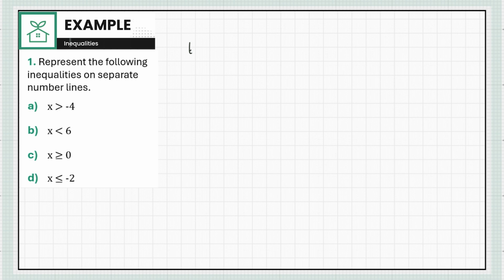Alright, let's look at B. For B, we have x is less than 6. Again, pointing from the larger quantity to the smaller one. So x is less than 6. Again, draw yourself a quick line. You can add some arrows at the end of this to indicate that the line continues. And let's start at 6. So maybe start 6 here.